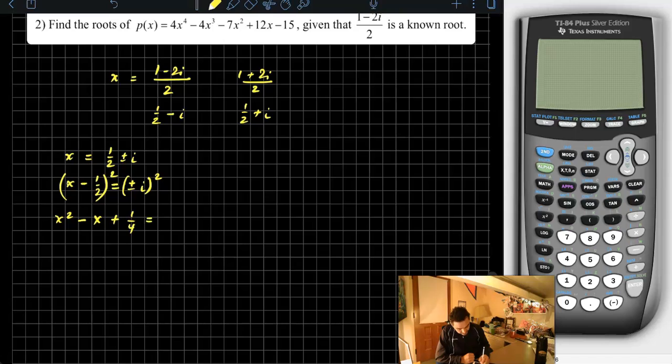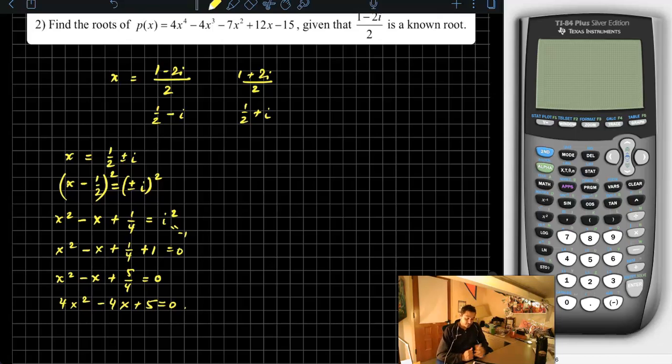Okay, if we FOIL it out correctly, I think. And we get i squared here, because the squaring takes care of the plus or minus, which leaves us with x squared minus x plus 1/4 plus 1, because this is actually equal to -1, right? And I'm going to add it over. Okay, so I get x squared minus x plus 5/4. And if we multiply through by 4, we could write it, depending on whether we're going to factor out that 4, as 4x squared minus 4x plus 5 equals 0. So that would be one way to do it.